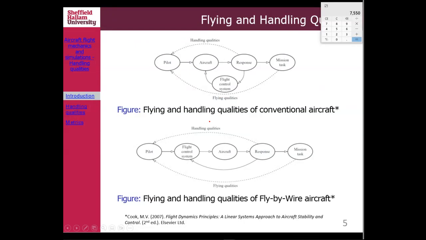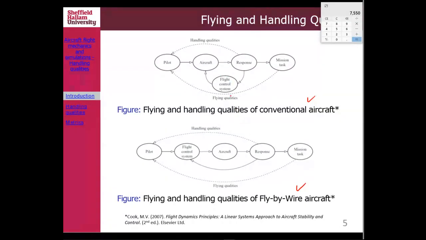First of all, these are two different types of aircraft. This is a conventional aircraft. But of course, in modern aircraft nowadays, they use computers as part of the system, which we refer to as a fly-by-wire aircraft. But more or less, they are doing the same.